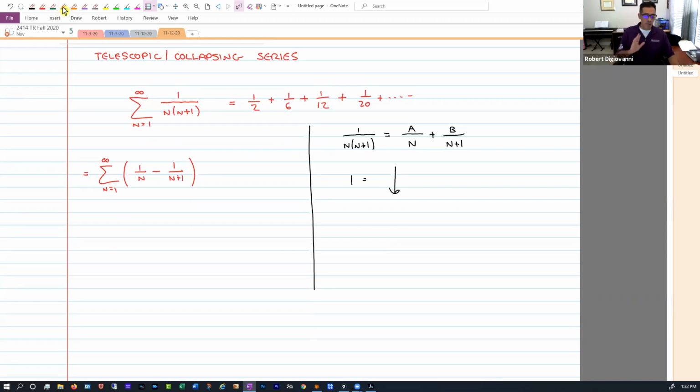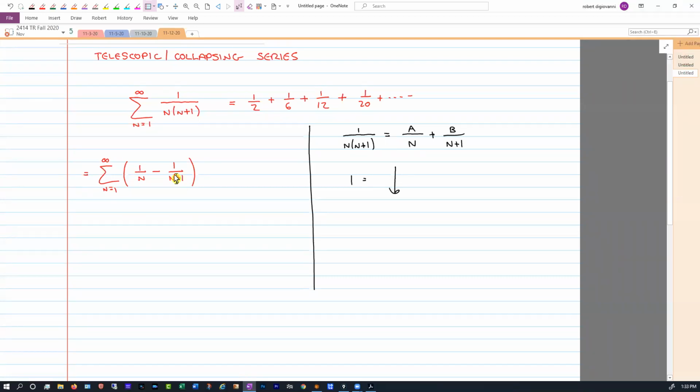Now, right now, you might be very tempted to look at these individually and say, hey, that's harmonic and that's harmonic, right? Aren't these both harmonic? So this would diverge and this would diverge, right? If they were harmonic, yes, but you can't. And here's why you can't.